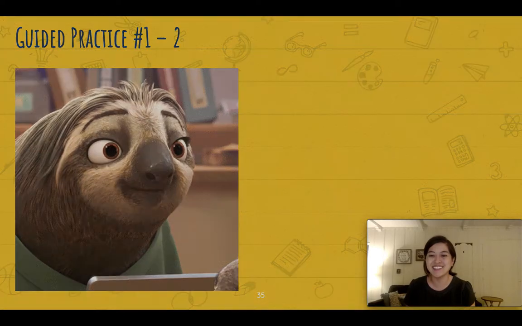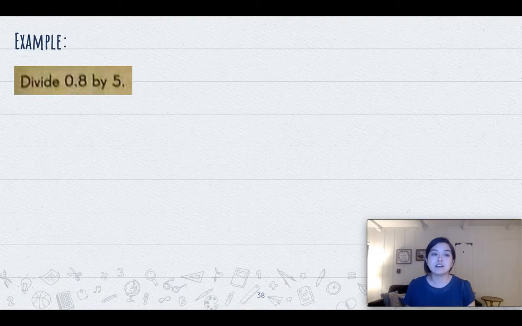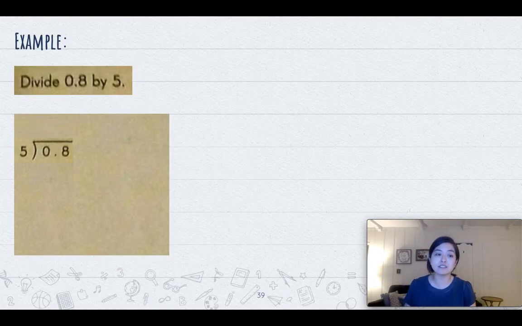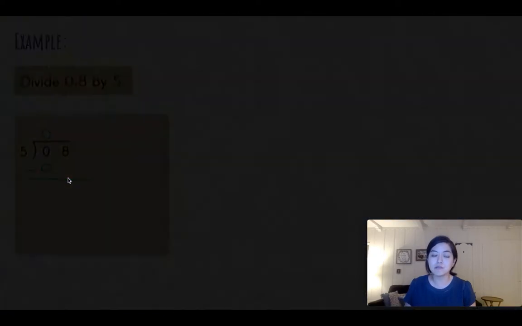Okay, let's divide decimals again by a whole number, but this time we're going to do something a little bit different. So divide 0.8 by 5. That's going to look like this in long division. 0.8 divided by 5. 5 times what gets you 0? That's just 0, right? 5 times 0 is 0. 0 minus 0 is 0, so let's just drop the 8.